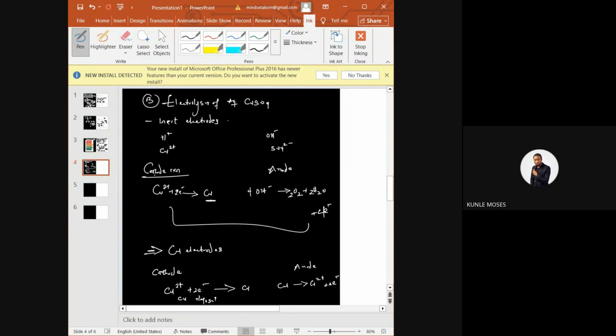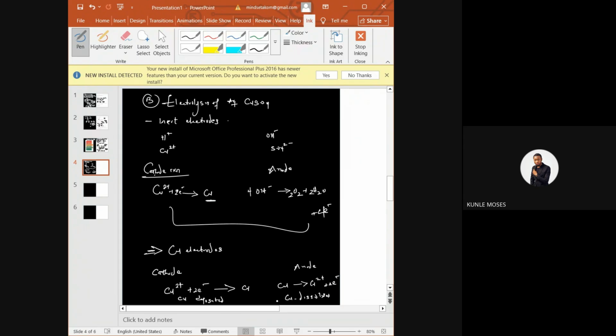Simply means copper is formed at the cathode. Please don't mind my writing, I'm trying to manage space. So this one, copper ion is formed, which simply means copper dissolves. They can just ask you some tricky questions.